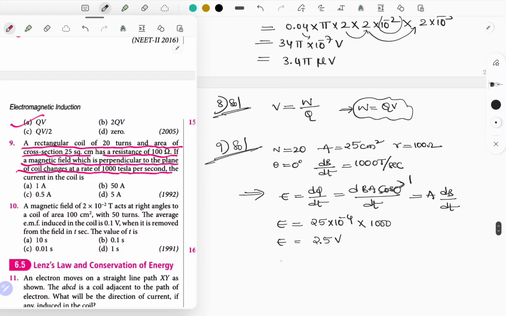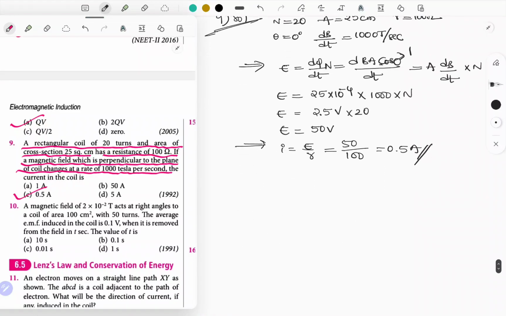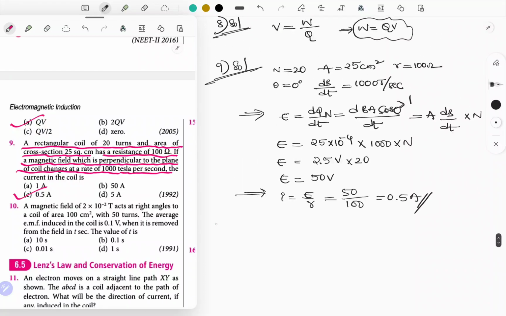I need current. So what is the number of turns here? We didn't consider it here. Number of turns n is multiplied: N into d phi by dt. What's the value of N? N is equal to 20. Then E is equal to 2.5 into 20, which is equal to 50 volt. Now I need current. So I is equal to E by R, right? So E value 50 divided by 100, which is equal to 0.5 ampere. Which option matches? Option C is the correct answer. Got it? Okay, let's move on to the next question.